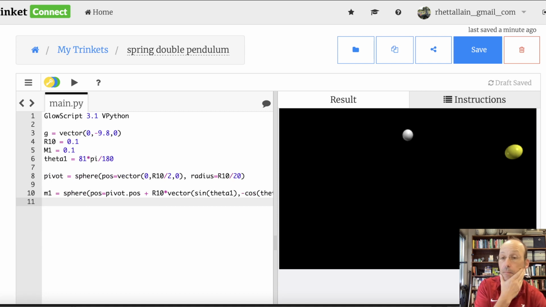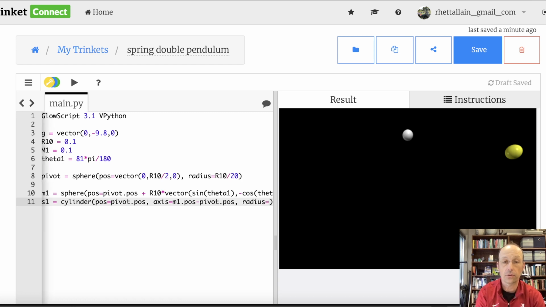Now I need something else. I need the spring. So I'm going to call that S1. It's an object of type cylinder. A cylinder has two main properties. It has more than those, but one is the position, which is the location of one end of the cylinder, and the other is axis, which is a vector from the beginning to the end of that. So the position is going to be equal to pivot.pos. It's going to be mounted at the pivot point, pivot.pos. The axis is going to be equal to m1.pos minus pivot.pos.